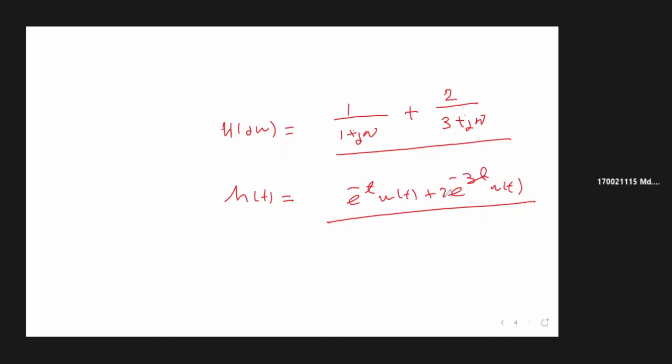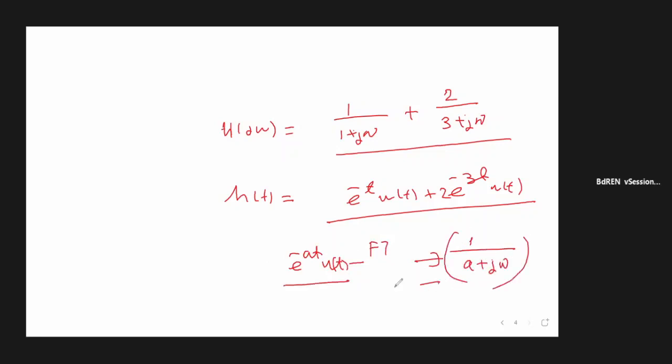Is it okay? Yes, sir. Because you know that for e to the power minus at ut, the Fourier transform of this equation equals 1 divided by a plus j omega, isn't it? So if we compare in this way, and we get this term in your Fourier transform, then you can easily replace that term by the corresponding time domain signal in the Fourier inverse, isn't it?